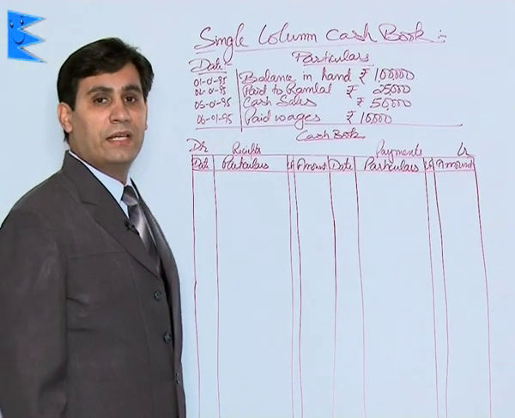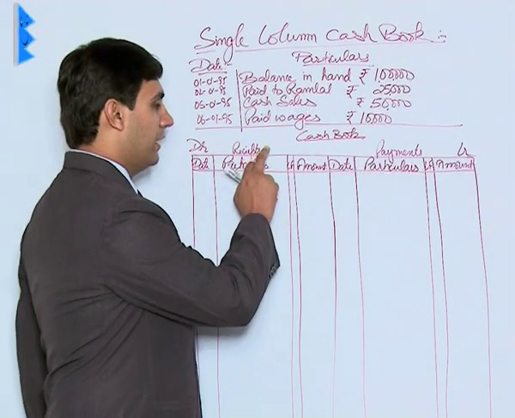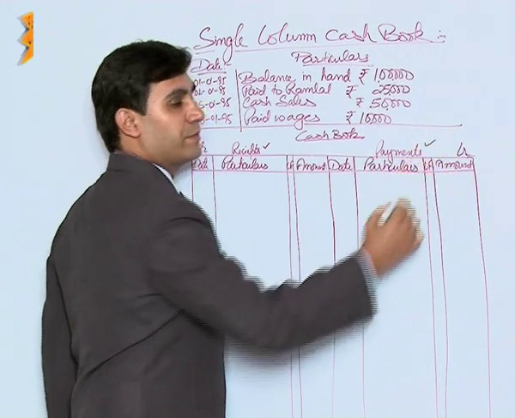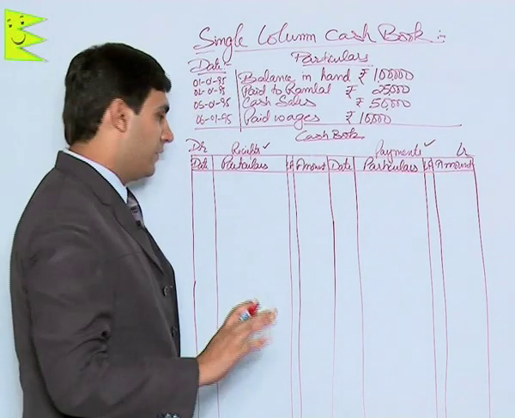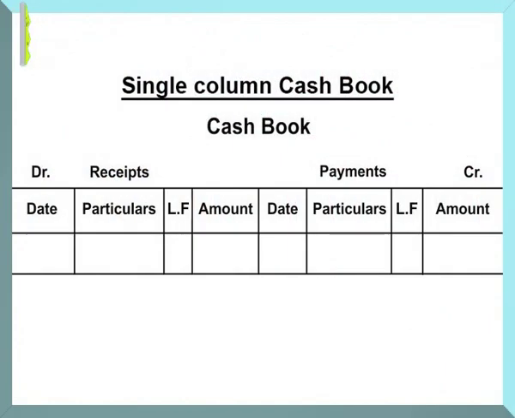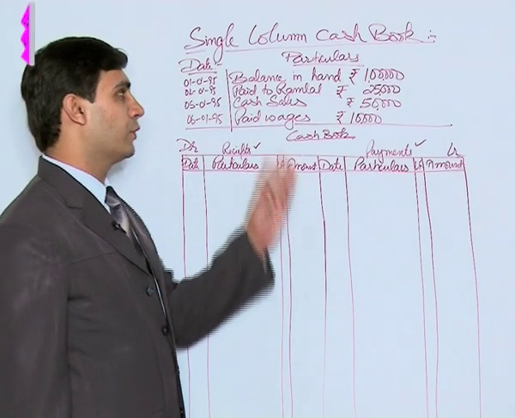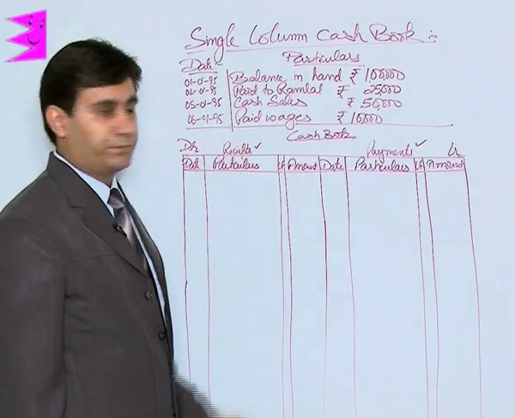But here only one additional feature is there: on the debit side, receipts is mentioned at the top, and on the credit side the payments is mentioned at the top. Rest everything is same. Date column, particulars, ledger folio and amount. Now students, let us make a cash book for these four transactions mentioned here.